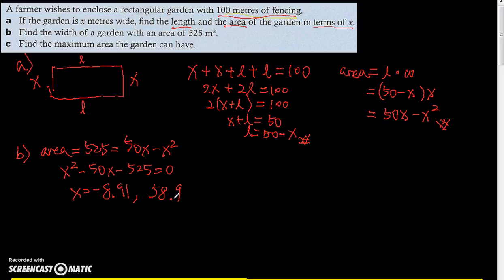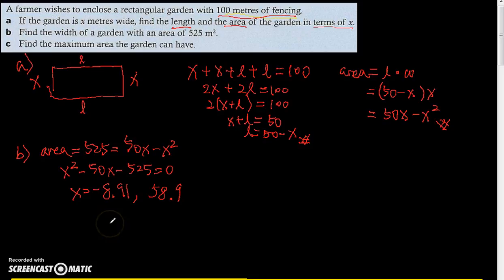So when my x, I hope you guys still remember what does my x represent. My x represents my width, right? So when my width is equal to negative 8.91, or when my width is equal to 58.9, that's when my area will equal 525.